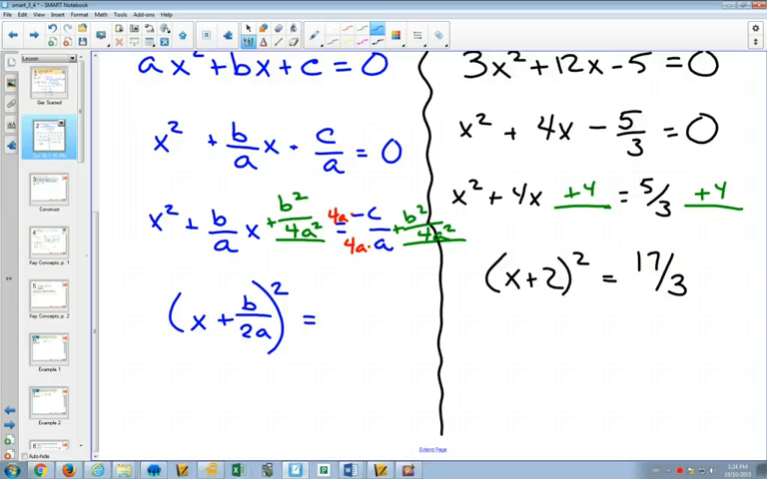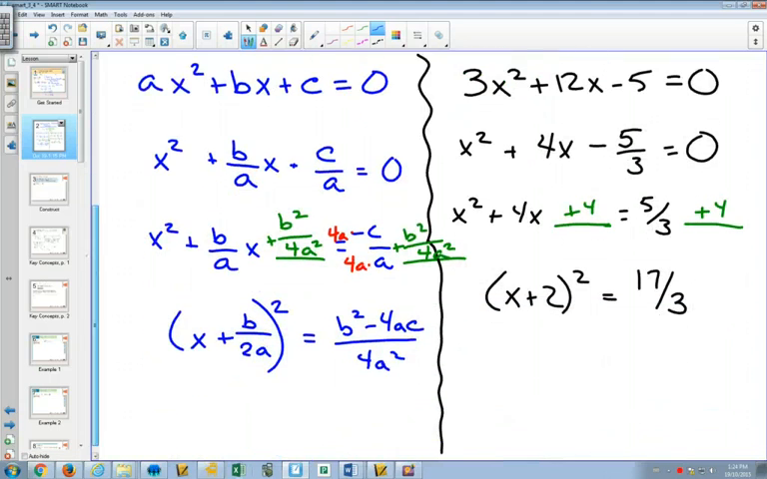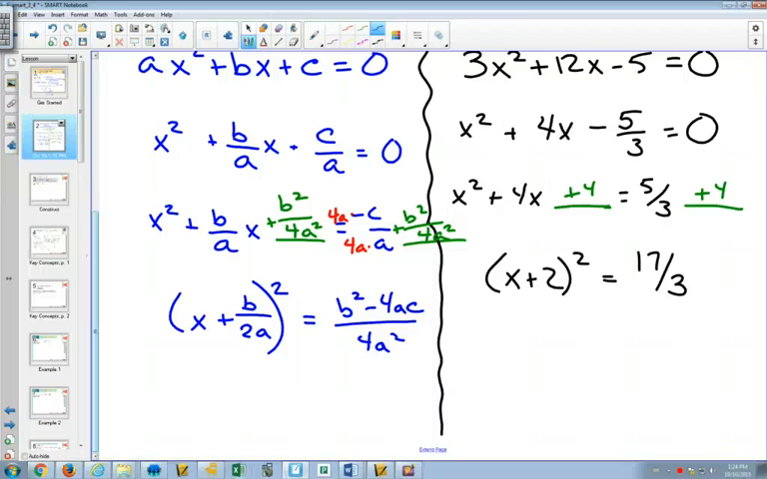When I add the tops now, it's going to be all over 4a squared. I have negative 4ac plus b squared, which is the same as b squared minus 4ac. And I'll write it that way because that's getting close to my formula. Okay? Start to notice I have something, b squared minus 4ac, that I want in my formula in the end. The next step was square rooting both sides.